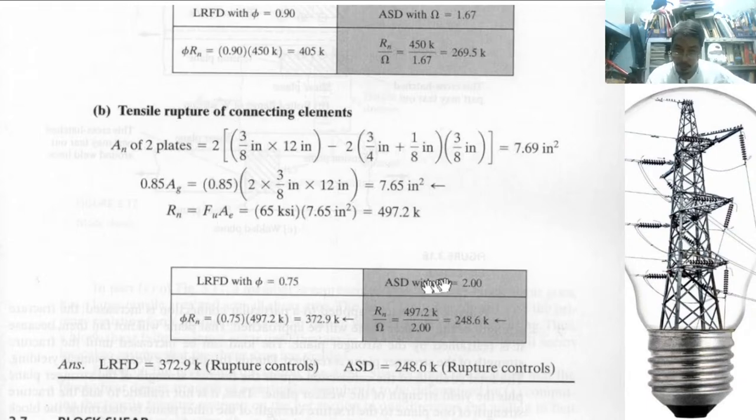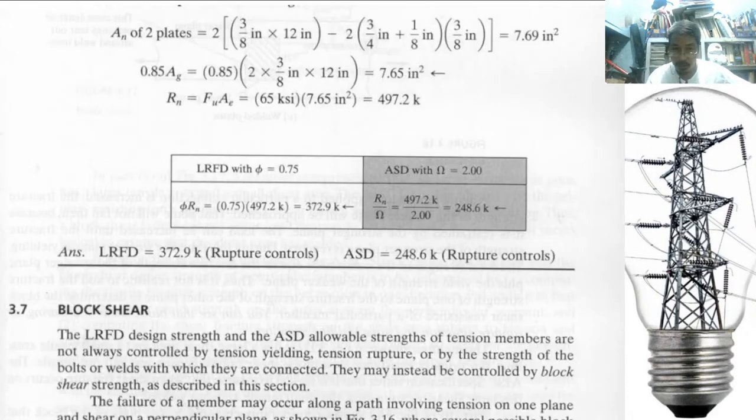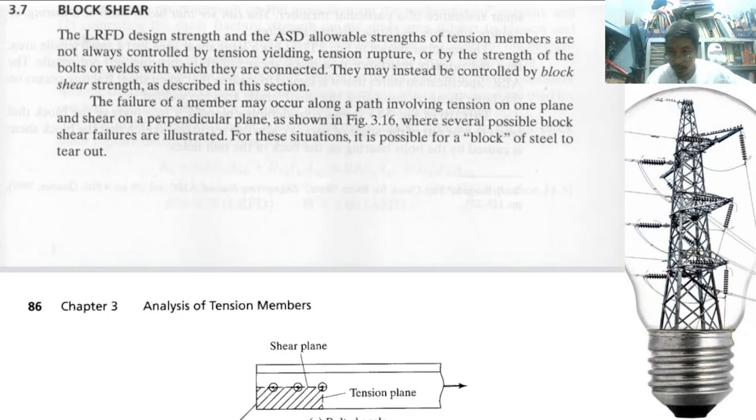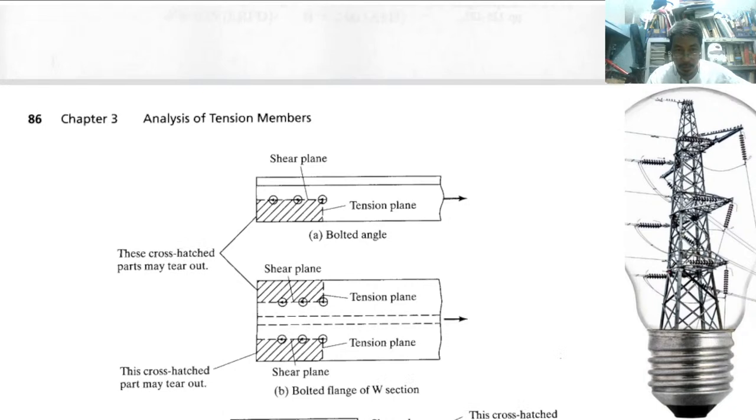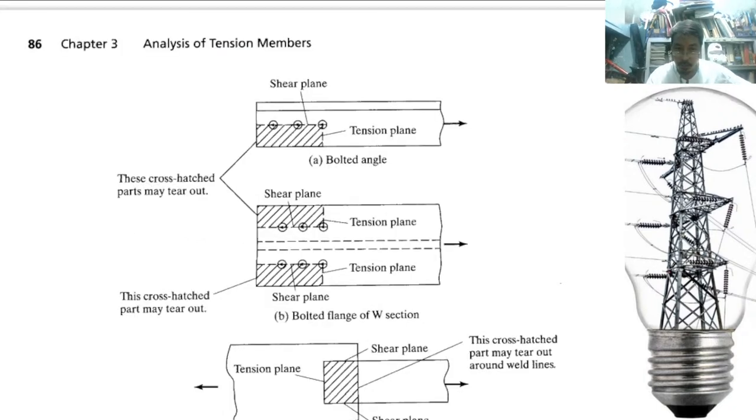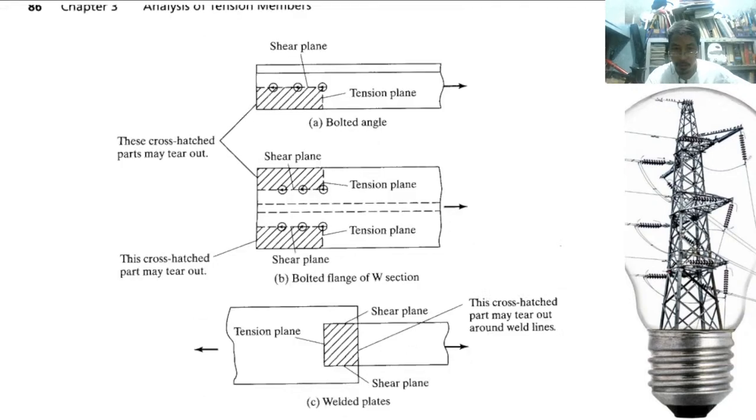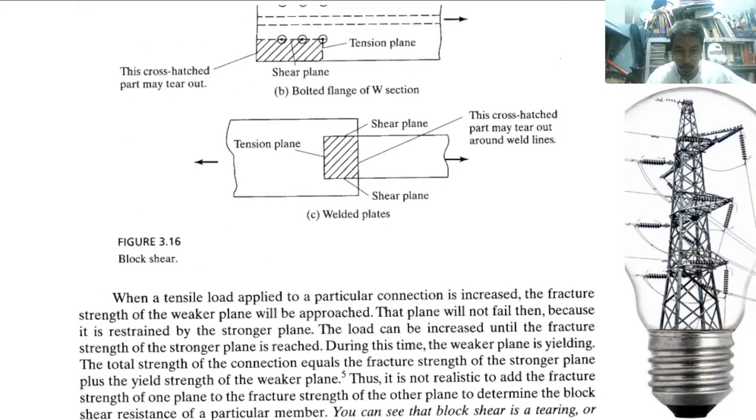How about ASD? Divide by 2. So this one divided by 2, the answer is 248.6, or 249. Which one is the lower? This one is the lower, so again rupture controls. That ends our discussion on rupture and yield. Now we have the block shear, and it uses the same theory and concept we already know. So we will proceed with the block shear.